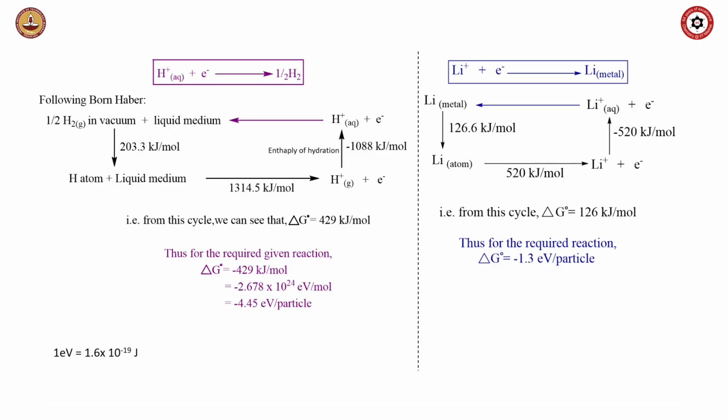So I can convert kilojoule into electron volt because I know the conversion, 1 electron volt is this much joule. Moles I will convert into per particle. 1 mole is Avogadro number, so divide by Avogadro number. So you will get energy involved per particle. Per particle means 1 H plus, not Avogadro number of H plus, right? This is minus 4.45 electron volt per particle.